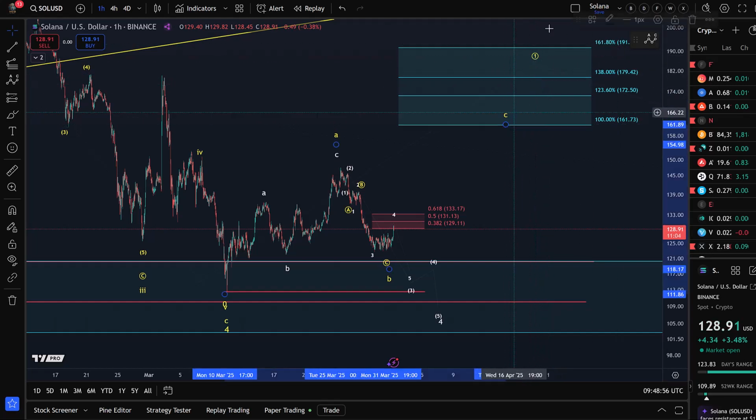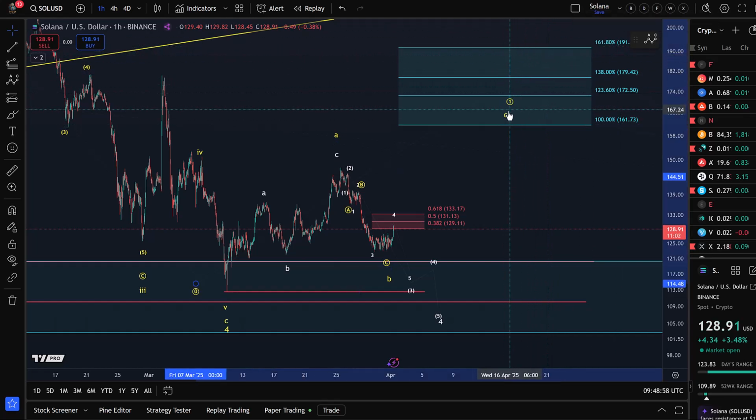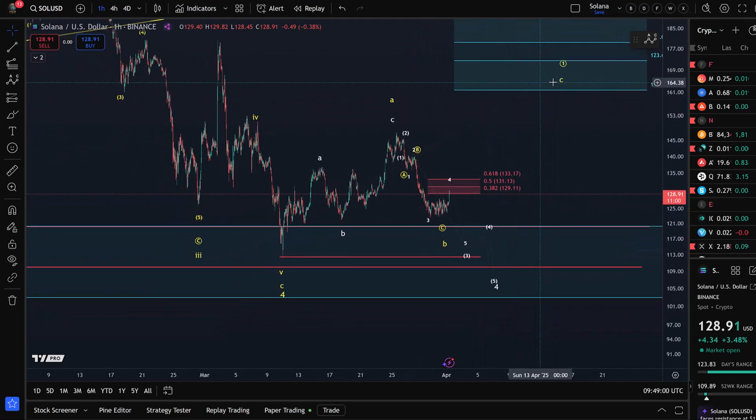So especially the 100% extension likes to be tested by Solana. So this would be the first, let's say, area to watch should the price break not only above $133.17, but also above recent highs from the 25th of March around the $147 range. Yeah. So for now, but again, as long as the initial move up here is only 3 waves, as long as we stay below resistance, there's nothing that confirms an upside breakout.